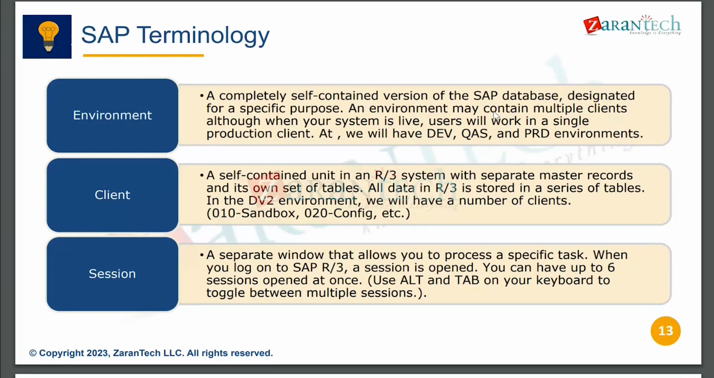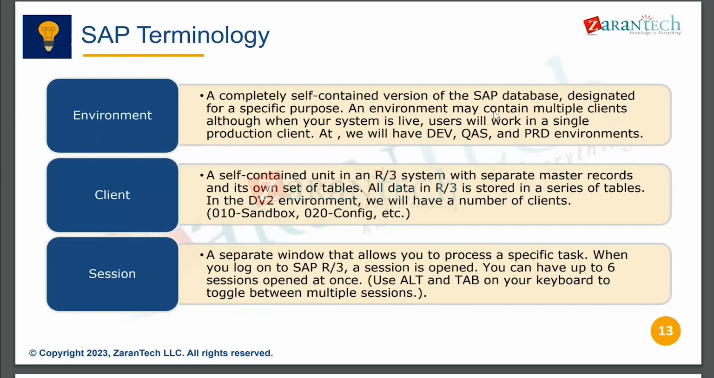Client: each environment has a different identifier as a client, like 100, 200, 300, or 010, 020, 030, like that. It depends on the industry specific. It is a three character client information. So each environment will have a separate identifier for the client.